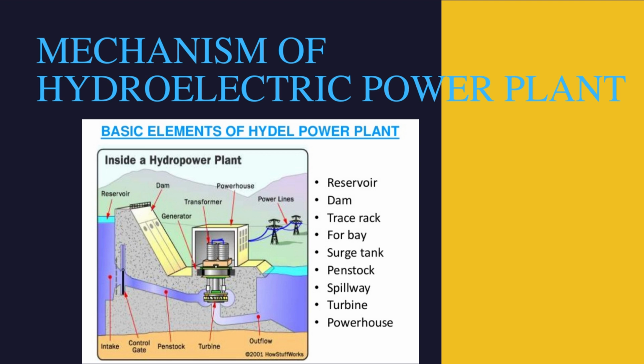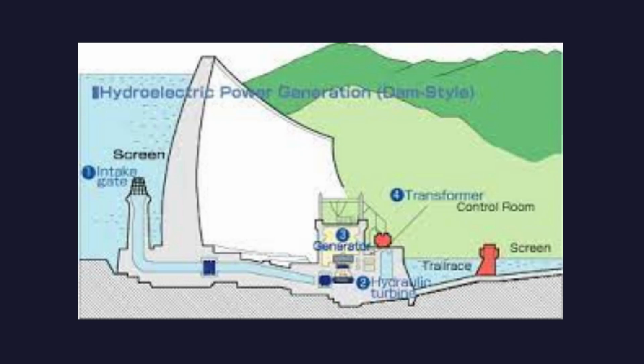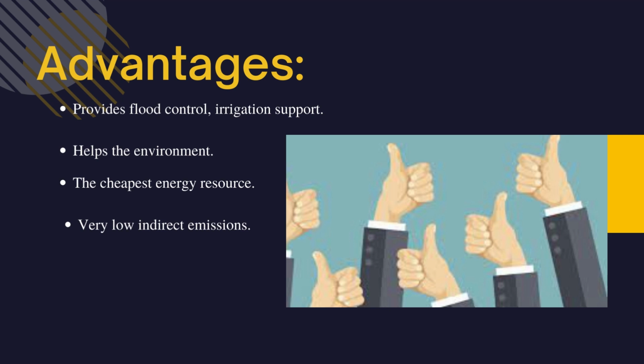The electricity produced is then stepped up with the help of a transformer. The electricity produced is stored in the powerhouse, and as per the requirement, the electricity is supplied with the help of power lines or power cables. The diagram here shows us the hydraulic power generation in dam style. The mechanism and the working remain the same here, but instead of a reservoir we make use of a dam.